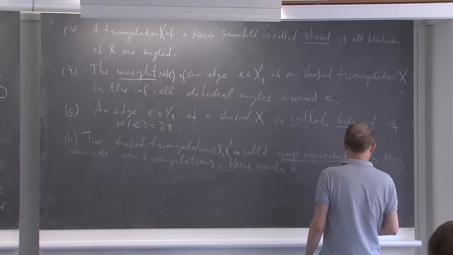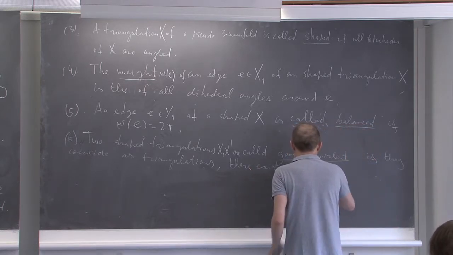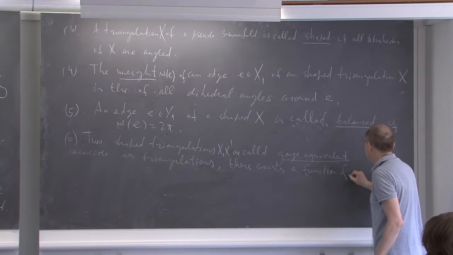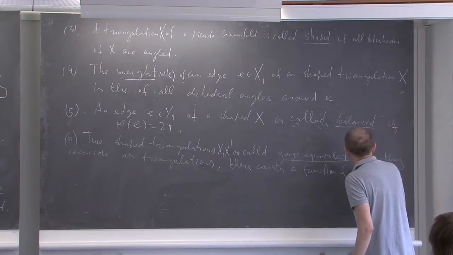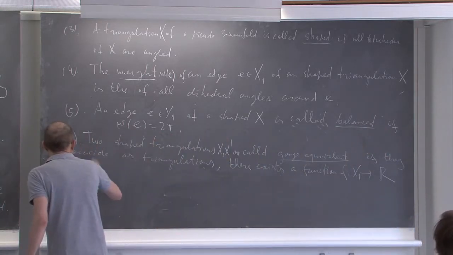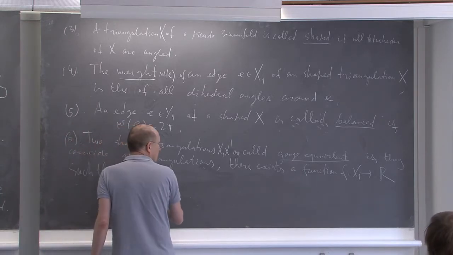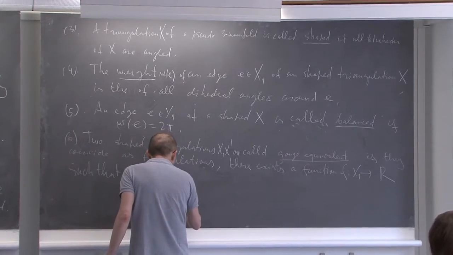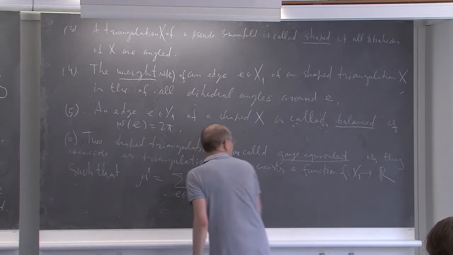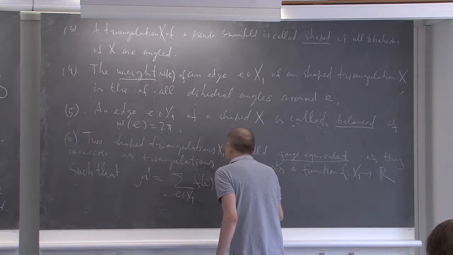So, if they coincide as triangulations and there exists a map, a function f from edges to real numbers, such that mu prime is equal to mu plus the sum over edges E in X of f of E times the Poisson bracket of W of E with mu.